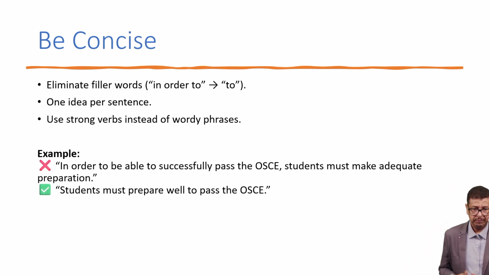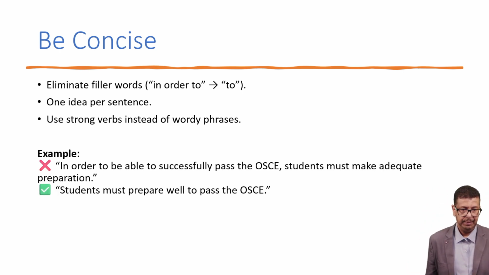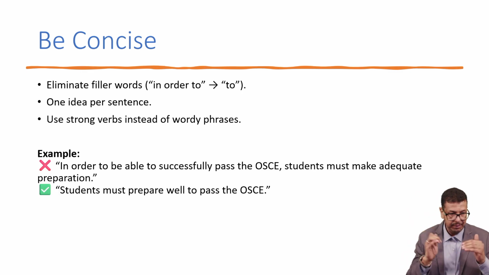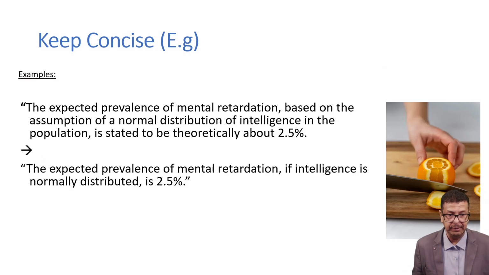For example, instead of writing, in order to be able to successfully pass the OSCE, students must make adequate preparation, we can replace it with, students must prepare well to pass the OSCE. The second sentence is the typical style of academic writing.